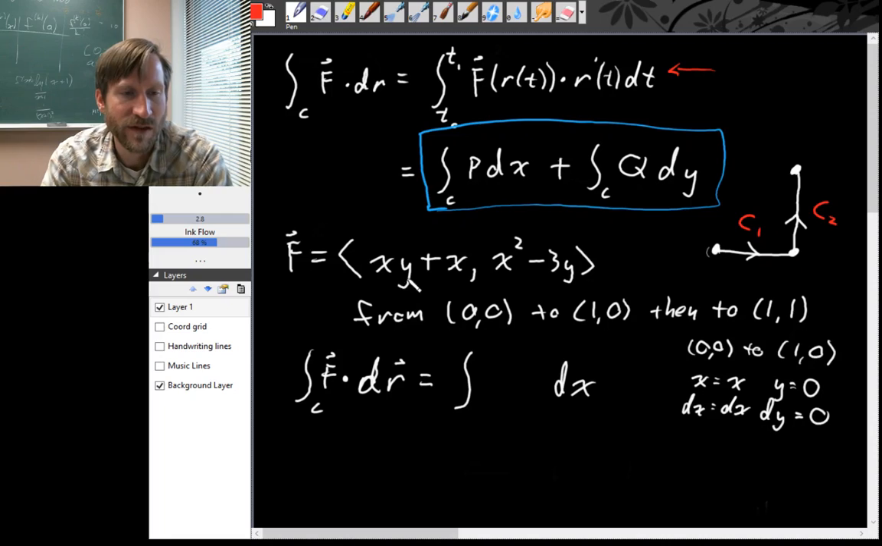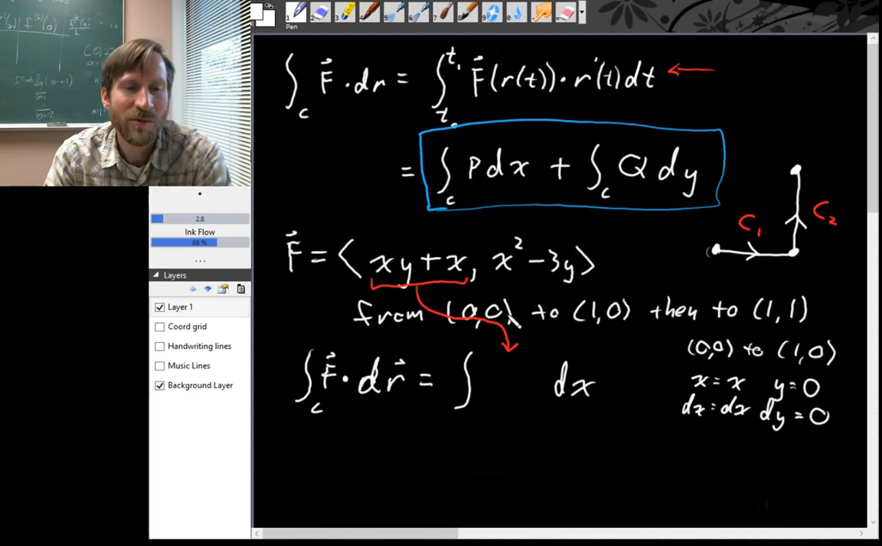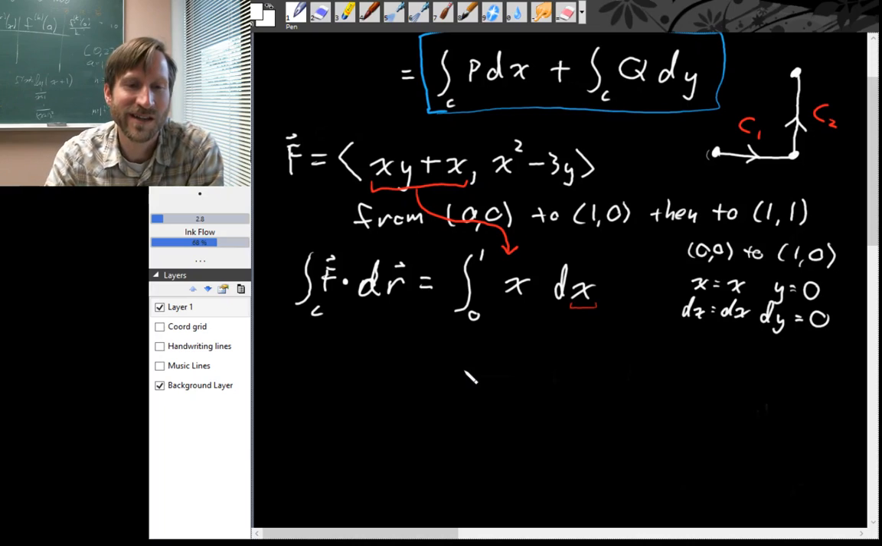P is the x coordinate of our vector field right here. And we know what x and y are: x is x and y is 0 along this part of the path. So we can plug those values in and we just get x. And our integral is with respect to x, so our bounds should be x values, and our x values are going from 0 to 1. So that integral is the part along the first path.